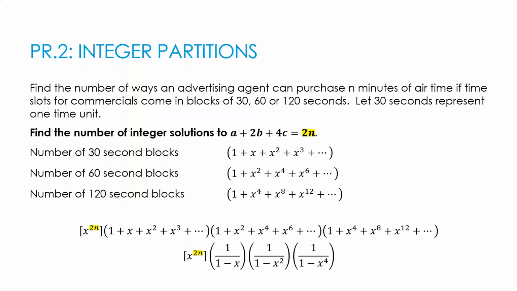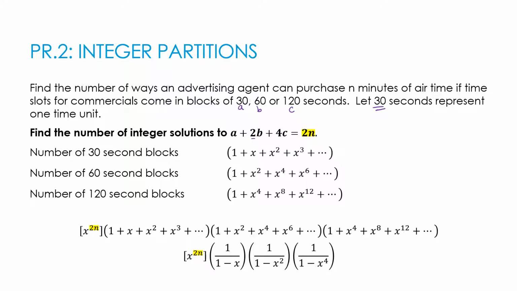So where I would start is I would write this equation. So let's talk about this equation first. If 30 seconds is 1 unit of time, then if I let A represent each 30-second slot, then it would just be 1A, because that's just 1 unit of time. If B is 60-second slots, then obviously that's 2 units of time. And if C is 120-second slots, that's 4 units of time.